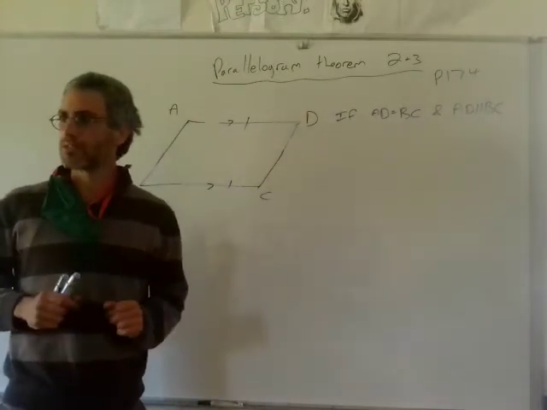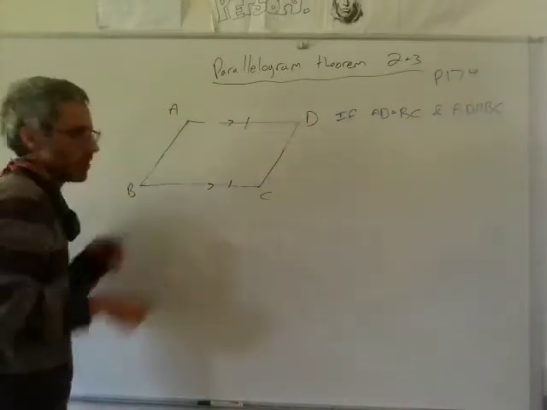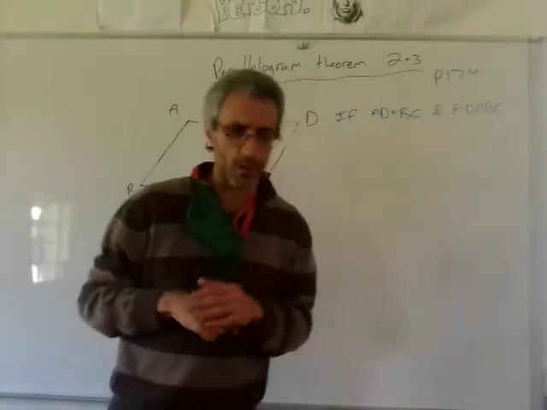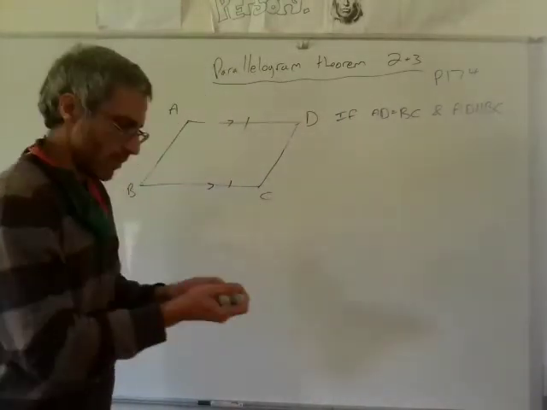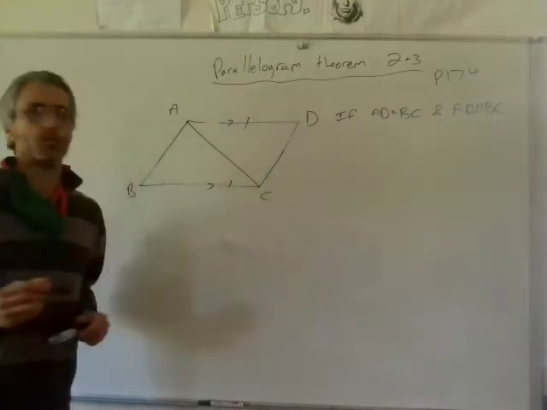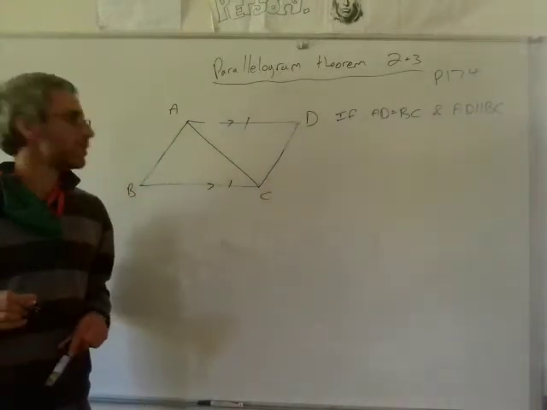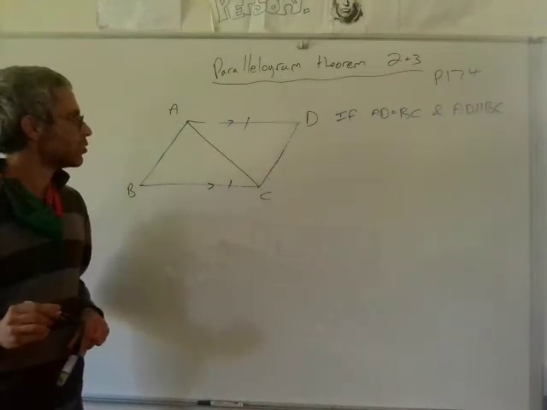So I need to prove that. Okay? I need to prove that these two lines are parallel. Right. What I'm going to do, okay, I'm going to draw a line here. I'm going to draw a diagonal. And again, I'm going to prove congruency. Okay? I'm going to prove congruency.